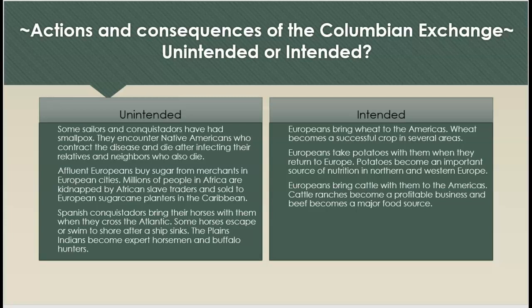Some of the intended, meaning on purpose, consequences of the Columbian Exchange. Europeans bring wheat to the Americas. Wheat becomes a successful crop in several areas. Europeans take potatoes with them when they return to Europe. Potatoes become an important source of nutrition in Northern and Western Europe. Europeans bring cattle with them to the Americas. Cattle ranches become a profitable business, and beef becomes a major food source.